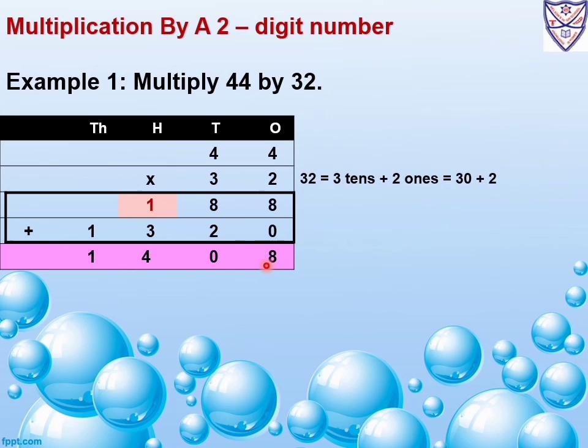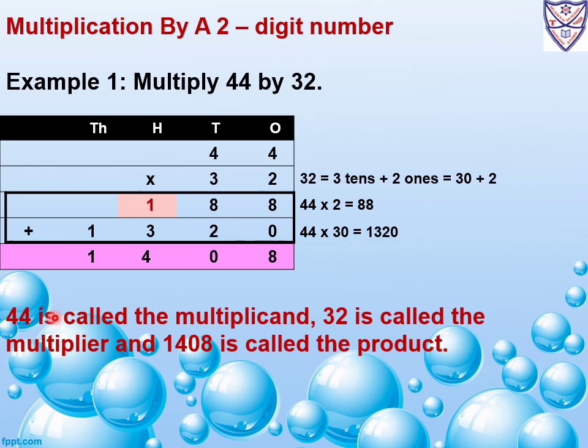1408. So in this 32, the 2 is in the ones place and 3 is in the tens place, which means 30 plus 2. And how did we get this 88? By multiplying 44 and 2, the ones place digit. So 44 multiplied by 2 gives 88. Now how did we get 1320? By multiplying 44 and 30. We got 1320. So 44 is called the multiplicand, 32 is called the multiplier and 1408 is called the product.